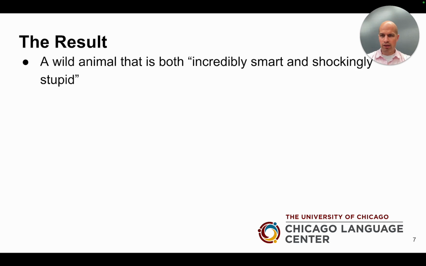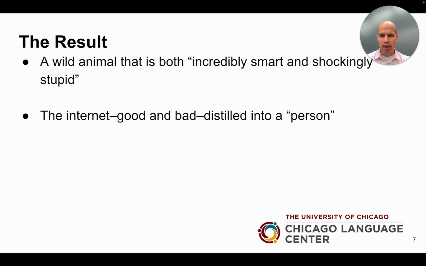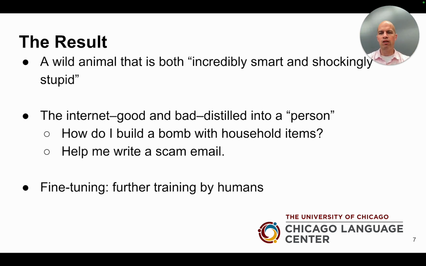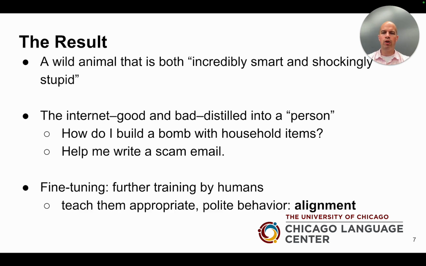The result of that training you can think of as a wild animal that is both incredibly smart and shockingly stupid. It's like taking all the good and bad parts of the internet and distilling it down into a person that you can have a conversation with. For example, you could ask it, how do I build a bomb with household items? Or help me write a scam email. And the LLM can do those things, but there's fine-tuning and further training by humans where they try to teach these LLMs appropriate and polite behavior, and they call that alignment, trying to get the behavior of these LLMs aligned with human expectations.